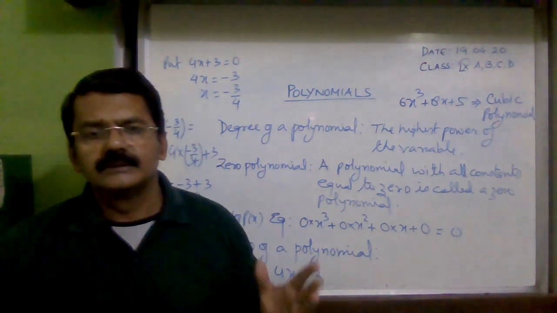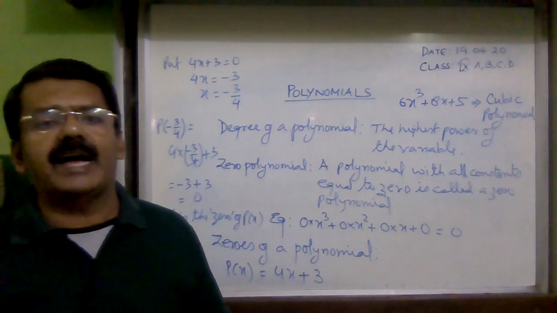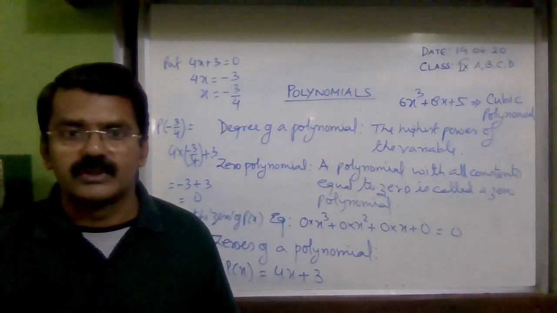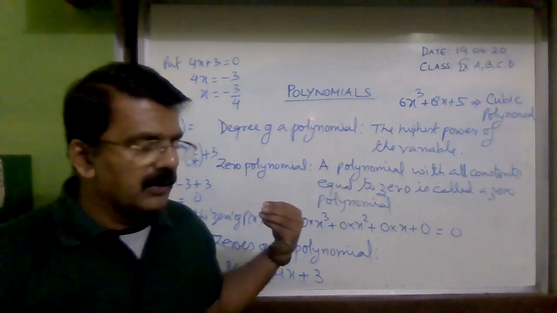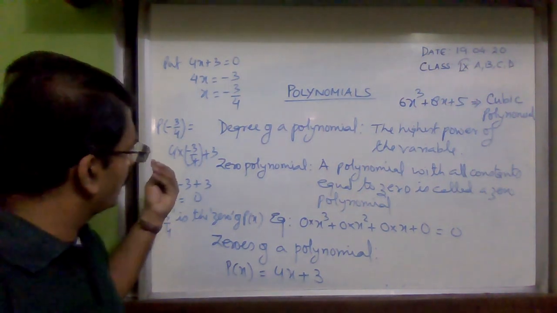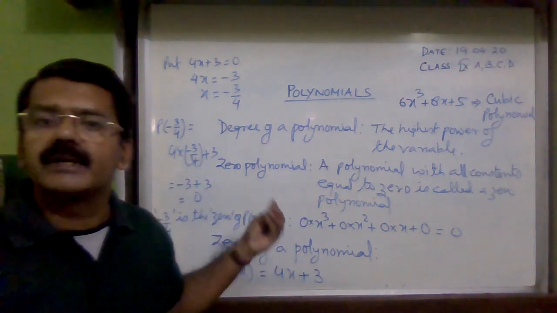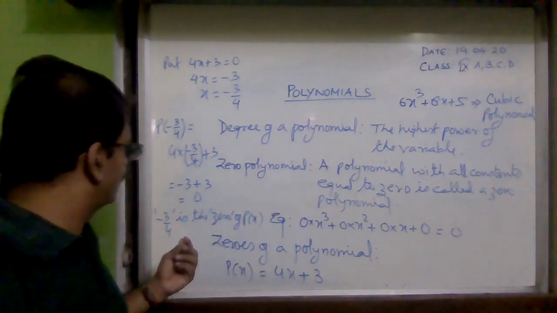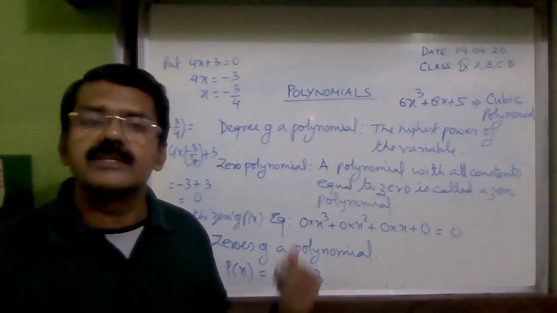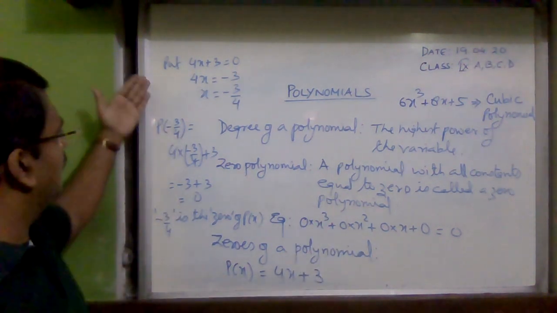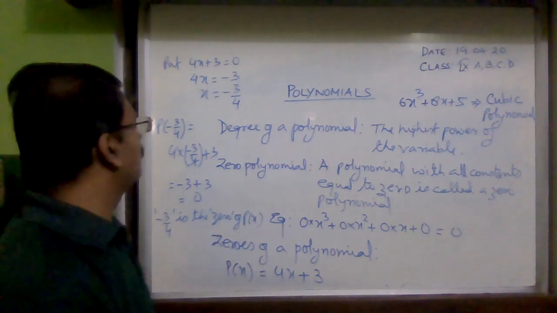Clear? So that value or those values of the variable such that for that value the polynomial becomes 0 is called the zero or the zeros of that polynomial. And here is the example. I'll give you one more example.